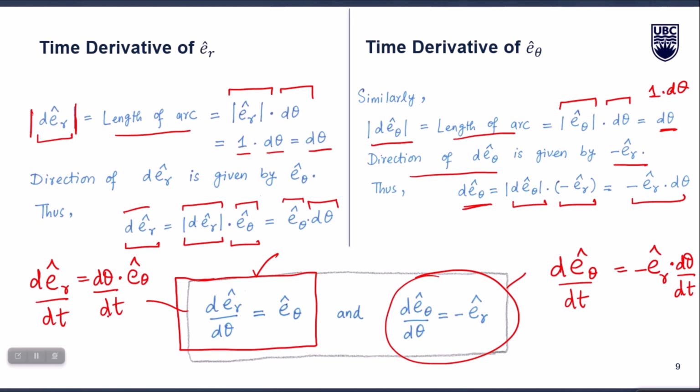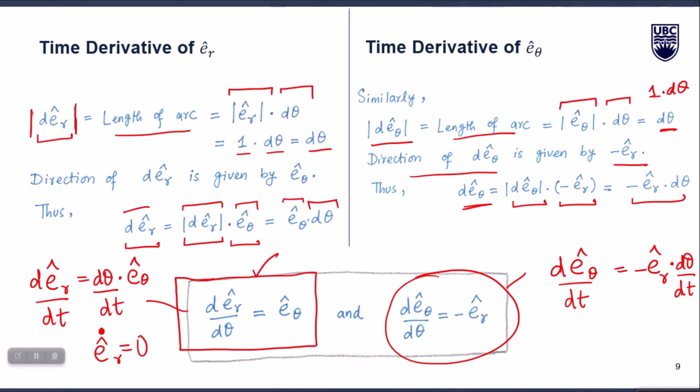This actually gives me now the first derivative of that unit vector with respect to time. So I can denote this equation now as E sub r unit vector and a dot on top representing its first derivative with respect to time is equal to, this will become theta dot, the first derivative of theta with respect to time.